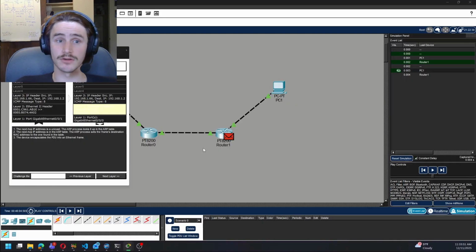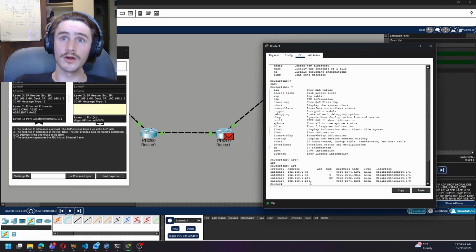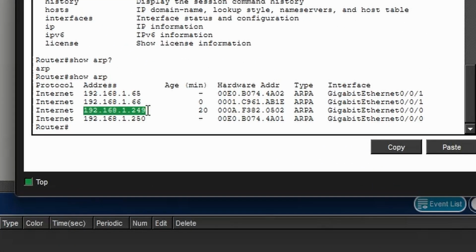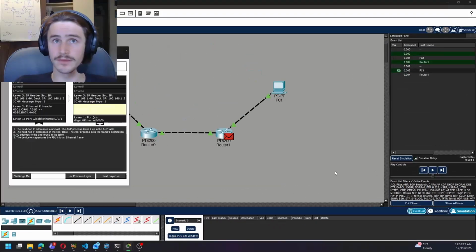Now router 1 needs to look in its ARP table to find out, all right, what's the MAC address? Because remember, it needs to know the MAC address in order to send traffic to the next device. What's the MAC address of the device with the IP address 192.168.1.249? Let's pull up router 1's CLI and look at the ARP table. This is the ARP table. Look, that IP address shows up in the ARP table. And its MAC address is this right here.